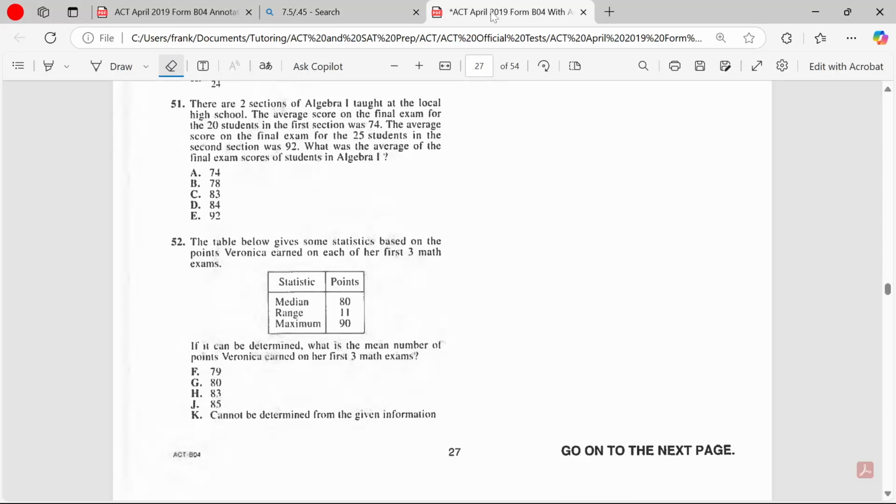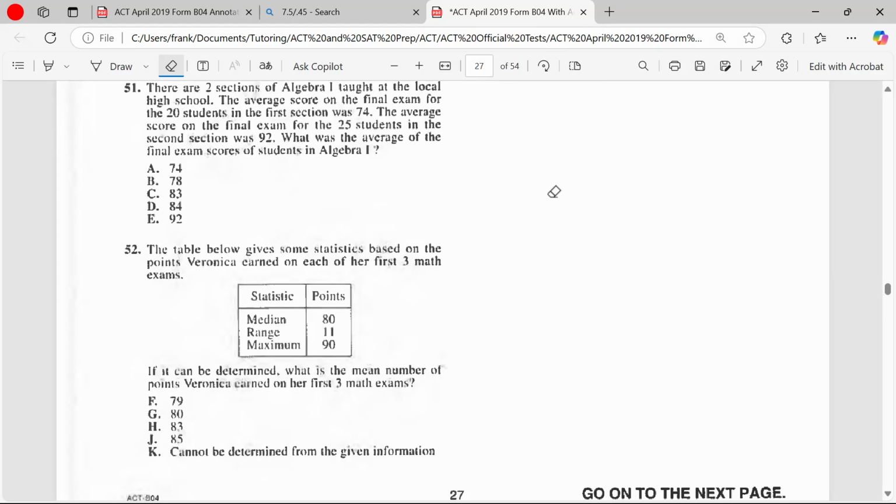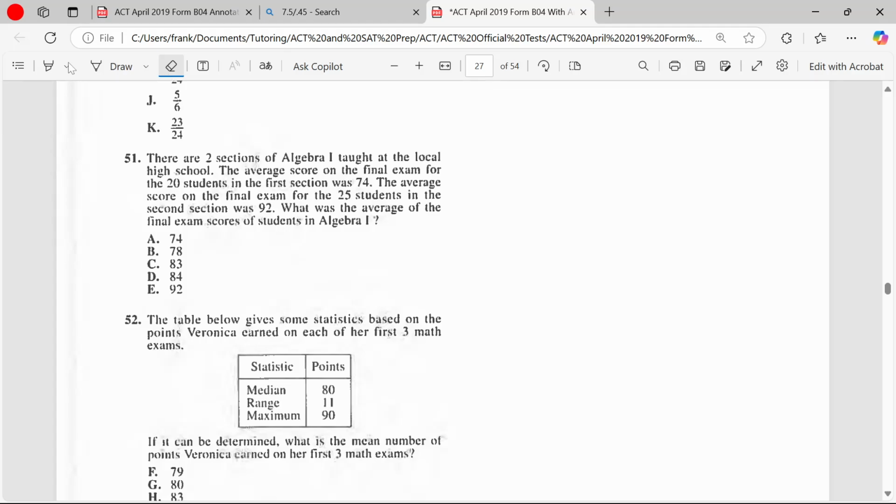This is ACT practice test, or ACT test B04. It wasn't a practice test when it was originally given, but now it's used as a practice test. And I'm doing questions 51 through 60, answering them.